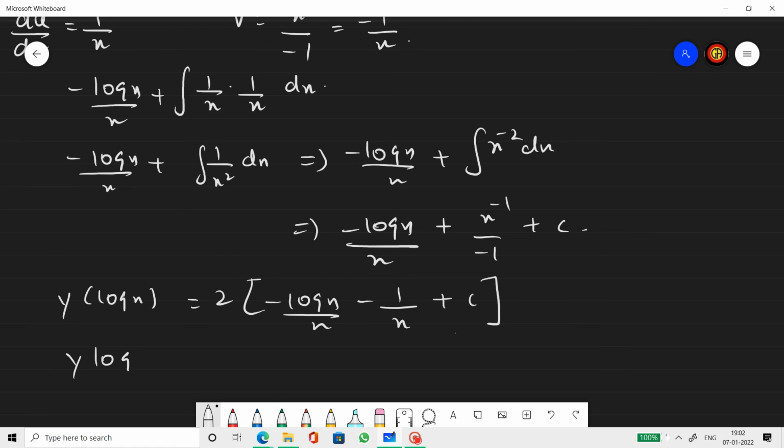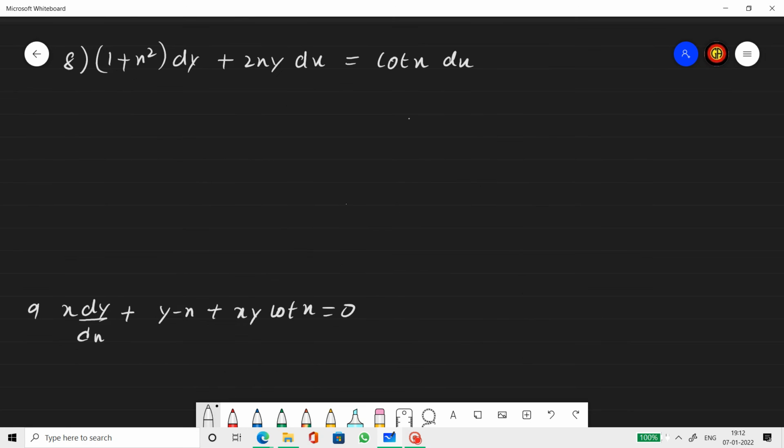So y log x equals minus 2 log x by x minus 2 by x plus 2c, you can take it as capital C. Eighth question, here I'm not going to solve the full question, just going to tell you how to take P and Q and integrate them.